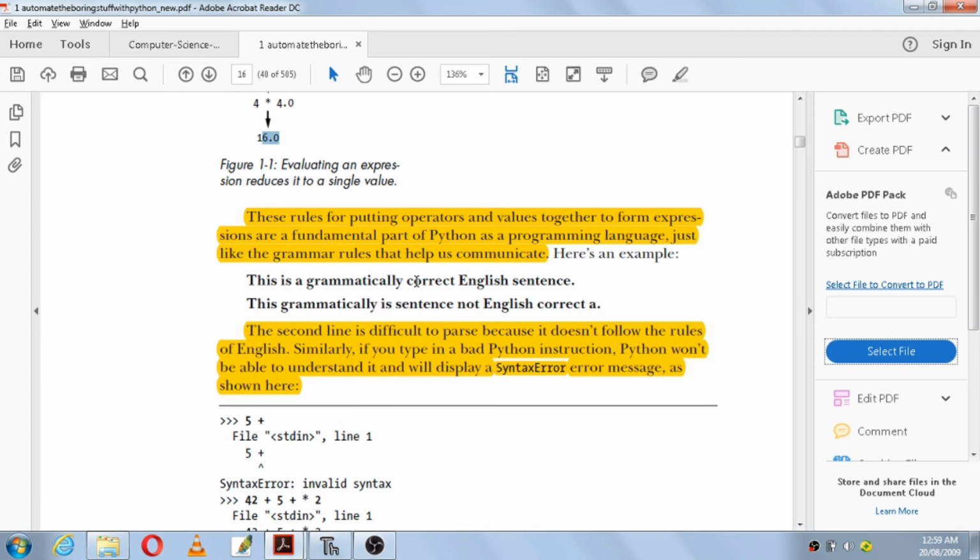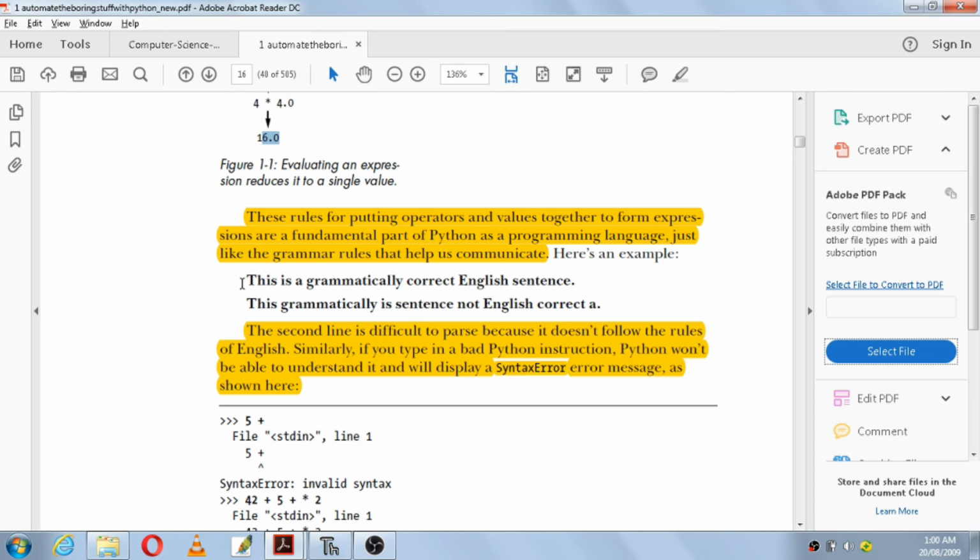Okay, then next what they are saying is these rules for putting operators and values together to form expressions are a fundamental part of Python as a programming language, just like the grammar rules that help us to communicate. That means the expressions have to follow some rules: how to put the operators, where you have to put the values. Same as the rules we follow when we are speaking English. So to have proper English, you have to have proper grammar.